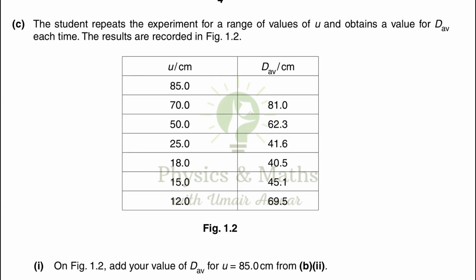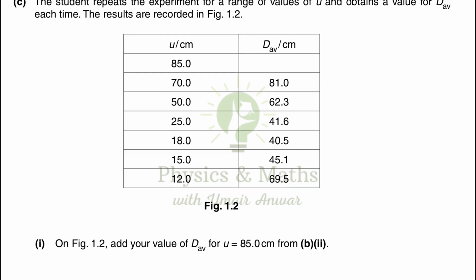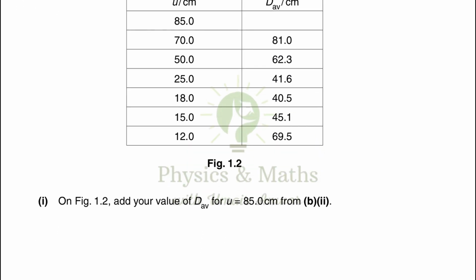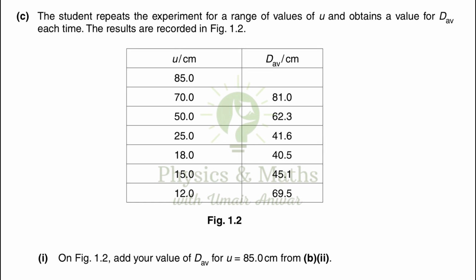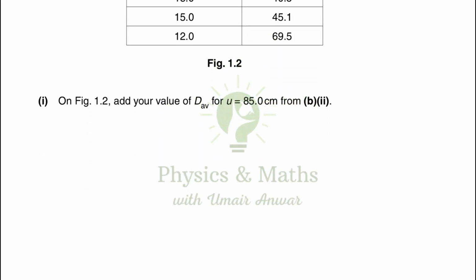The next part says the student repeats the experiment for a range of values of D and obtains a value of D average each time. The results are recorded in figure 1.2. On figure 1.2, add your value of D average for U equal to 85 centimeter from B part 3. So it was 96.3 centimeters.